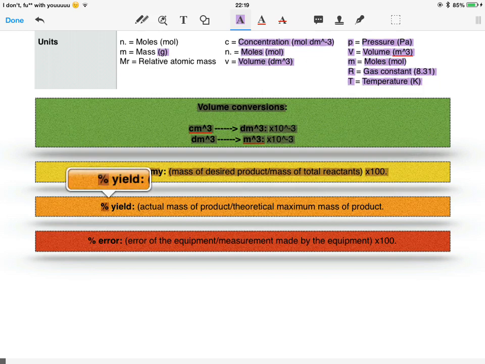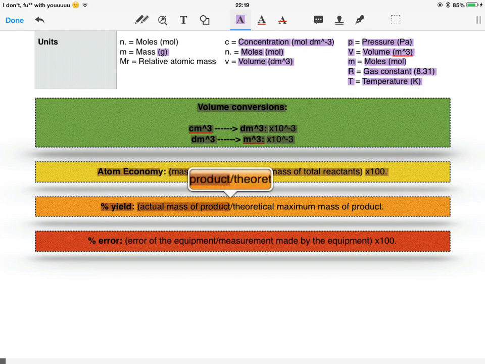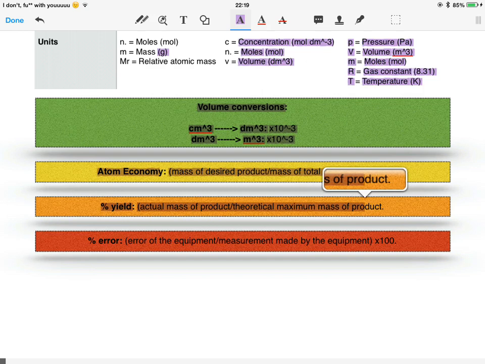Next we need to know the percentage yield. This is how much product is actually made from our reactants. And this is the actual mass of the product divided by the theoretical maximum mass of the product. And again this should be times by 100, but for some reason my formatting hasn't gone so well there.